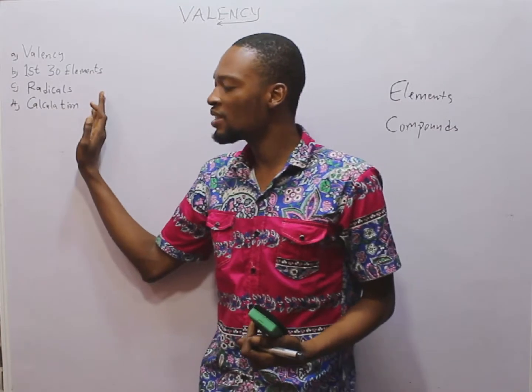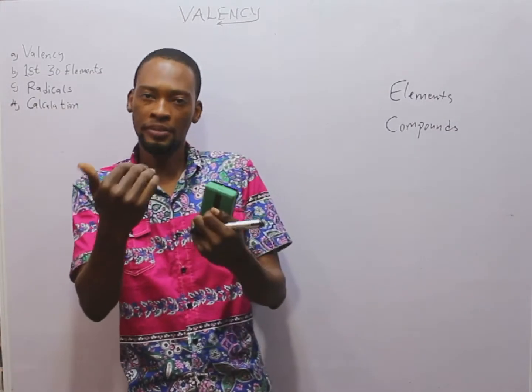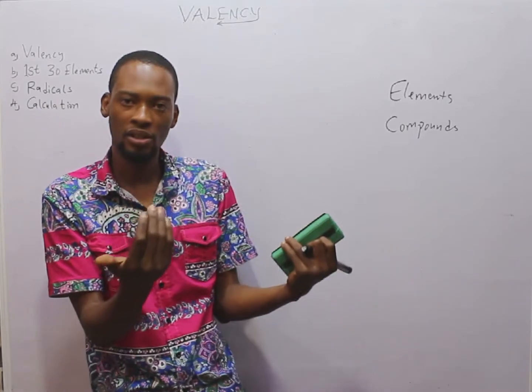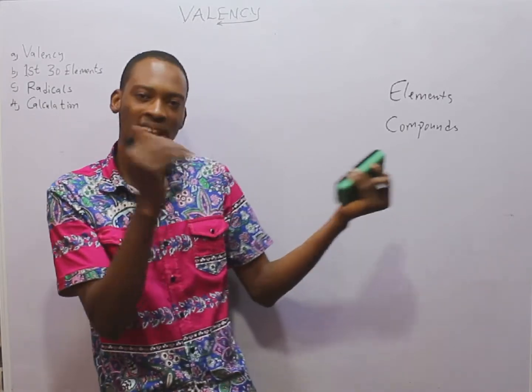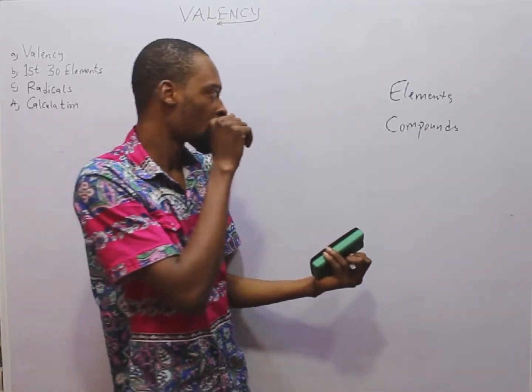Radicals have valencies. They are a group of atoms that possess a common charge. You cannot call them compounds because they have a common charge to them, so they are referred to as radicals.